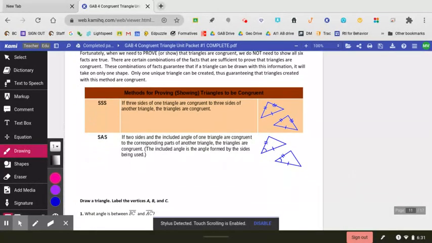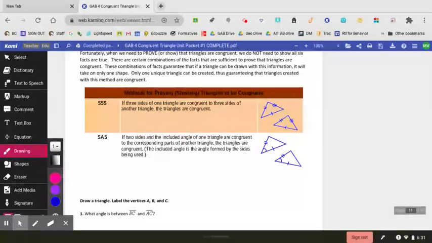So today we're going to learn our first 2 methods, and that is SSS, which stands for if 3 sides of one triangle are congruent to 3 sides of another triangle, those 2 triangles are congruent. SAS, which is if 2 sides and the included angle of one triangle are congruent to the corresponding parts of the other triangle. The included angle is the angle formed by the sides being used.